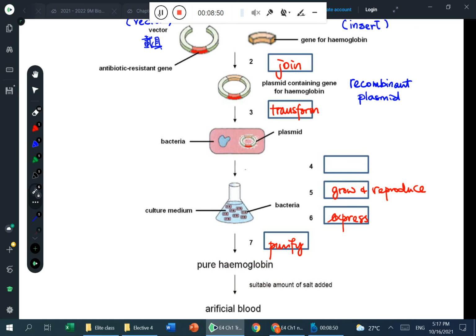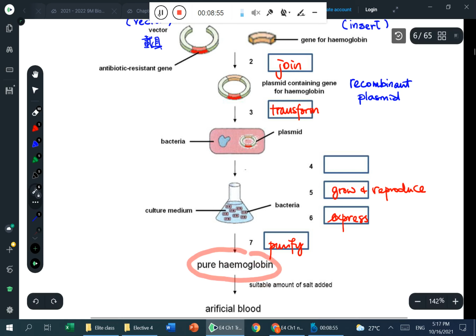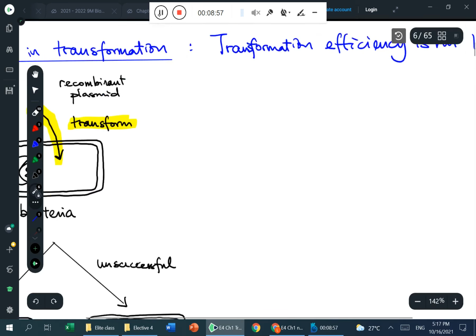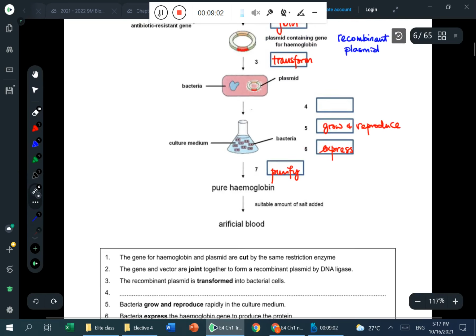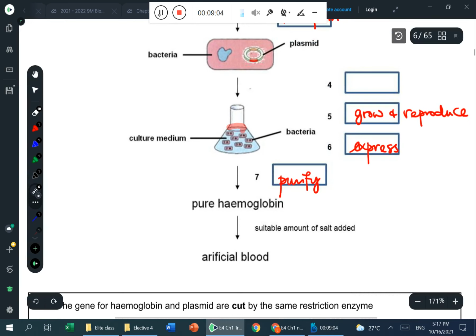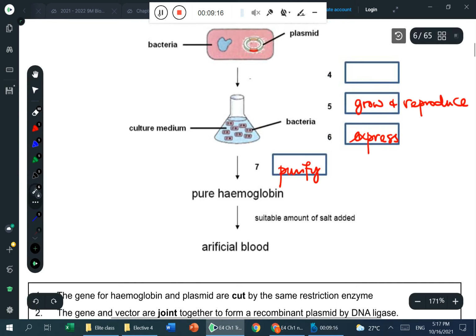All right. So you may guess that, all right, so I think obviously everyone will understand that you will get less protein because these unsuccessful bacteria, non-transformed bacteria growing inside this flask, this culture medium, they are not going to produce protein. So when these two types of bacteria, transformed and non-transformed ones, grow together, it obviously is going to reduce the protein amount that you can get.